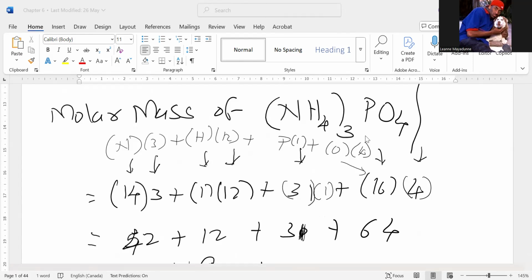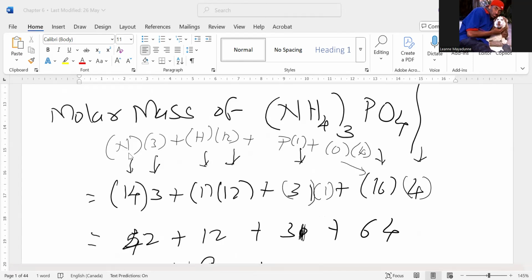Once you know the molecular formula, we write down each and every element multiplied by the number of atoms of that element present in the molecule. Can you see ammonium phosphate? There are 3 nitrogens.